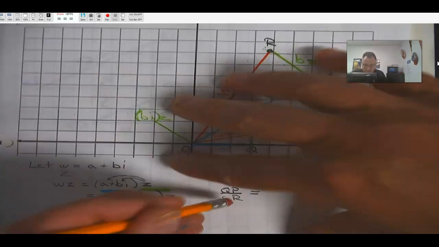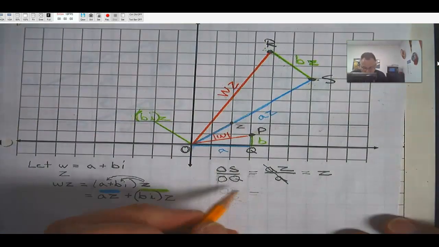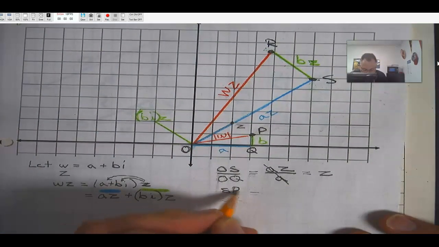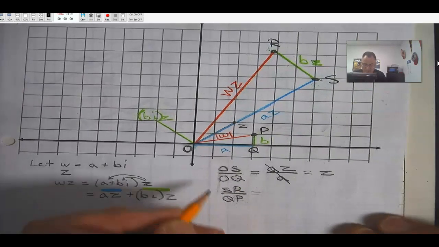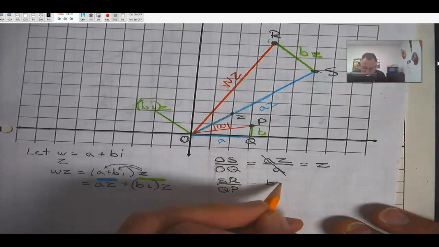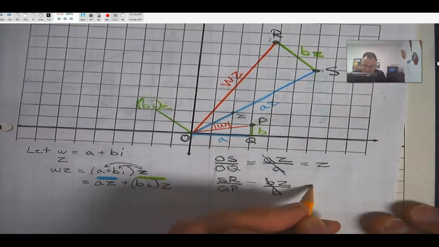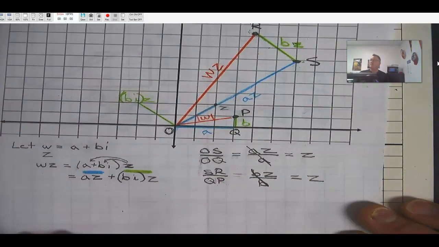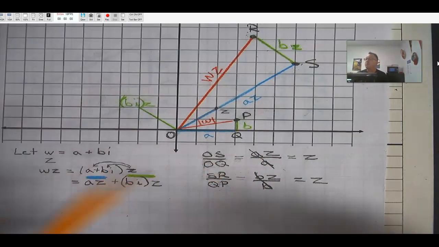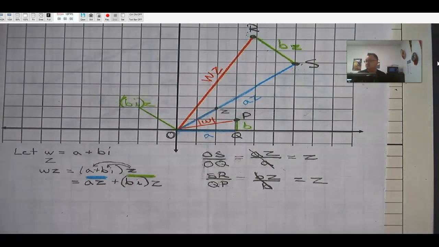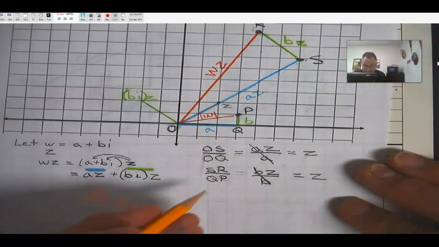Okay, oops, I got to put the bigger one on top just so that we're consistent. So this is SR and this is going to be QP. Okay, so SR is B times Z, QP is B, and that also simplifies to Z. So right now we say that these two sides are proportional because their ratio is the same. They're both Z.